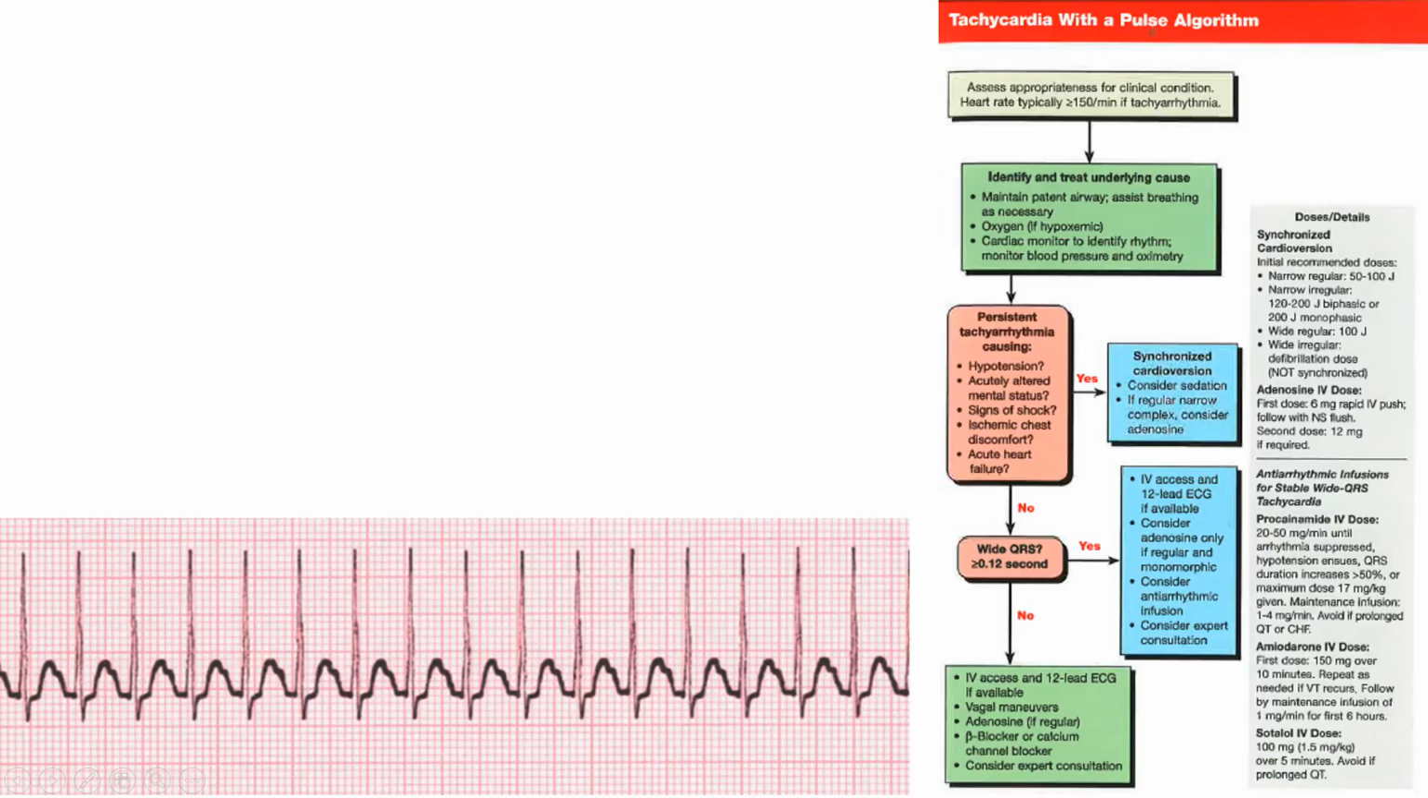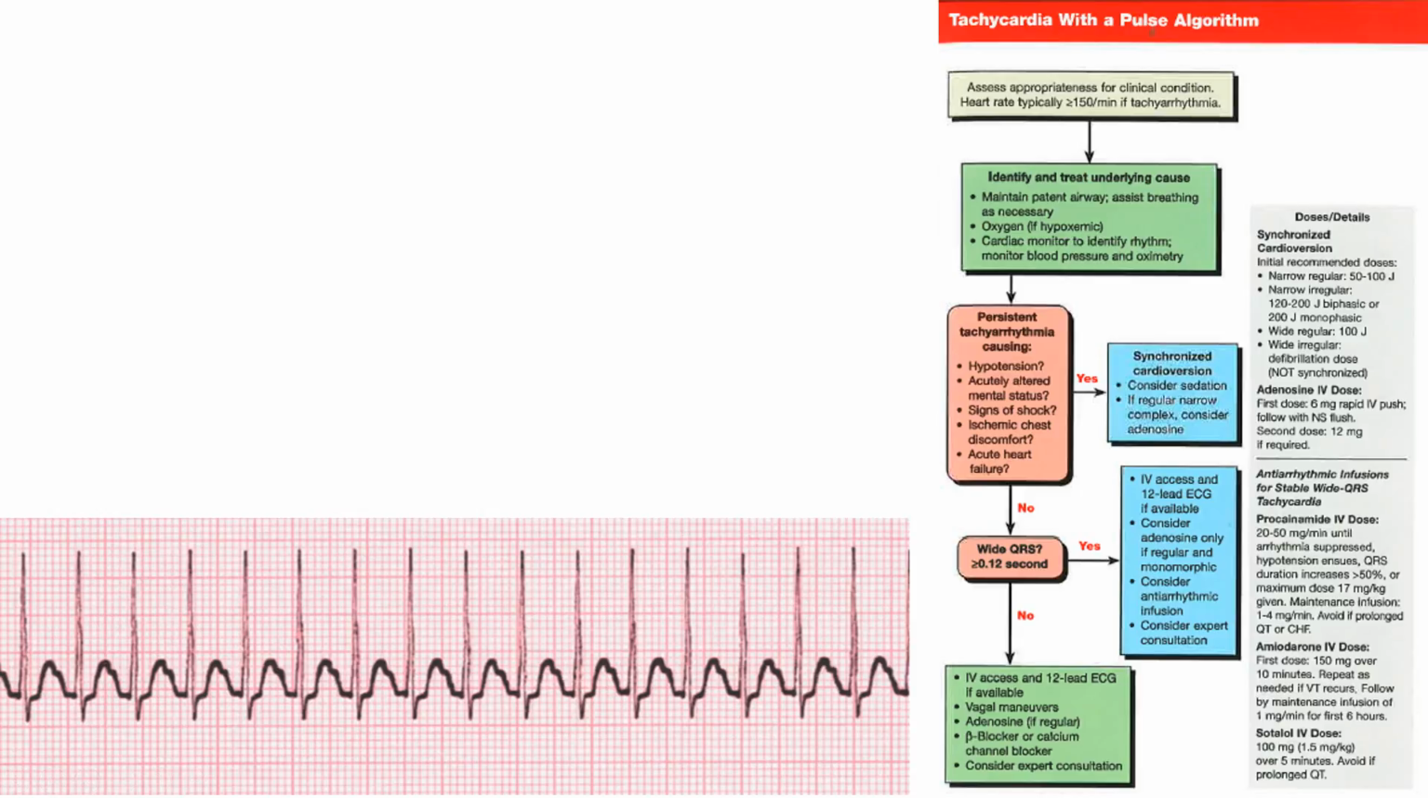if yes, then you need IV access and 12-lead ECG available. If available, consider adenosine only. Okay, that's interesting. If regular and monomorphic, then monomorphic means just the same pattern, and it's beating the same pace. Then you're going to think, oh, let's think about some adenosine here. Give them some adenosine. Adenosine, essentially, if I'm remembering correctly, it pretty much just stops the heart for a little bit, and then the heart starts again.